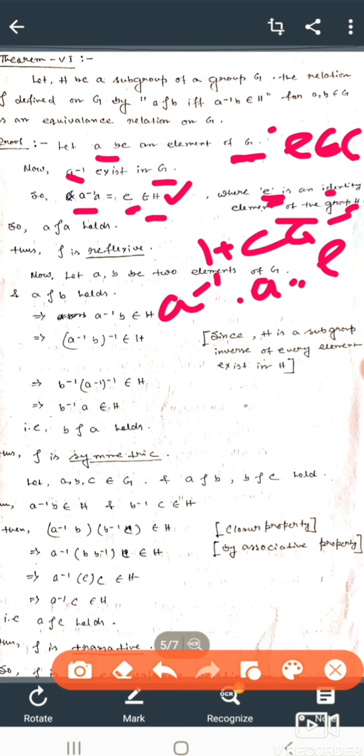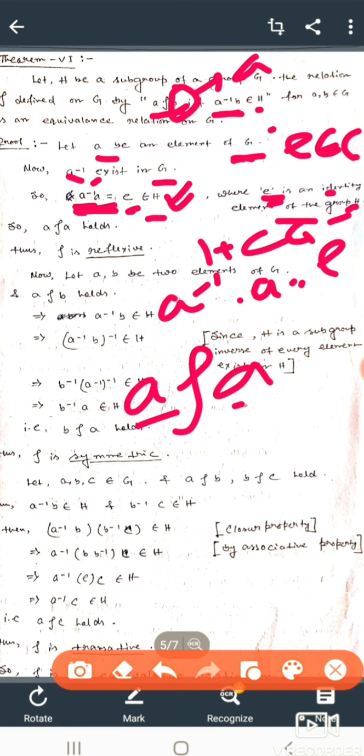Now E belongs to H, that means A inverse A belongs to H. A inverse A is in the form of A inverse B, so in A rho B, in place of B we can put A. By this concept, A inverse A belongs to H. So A rho A, that is A is rho related with A, so rho is reflexive.